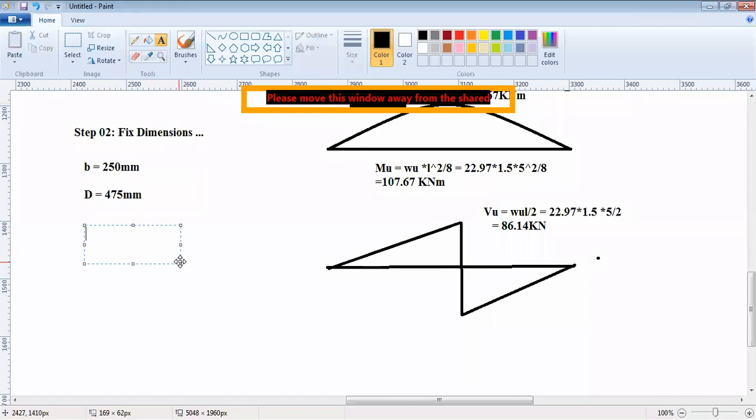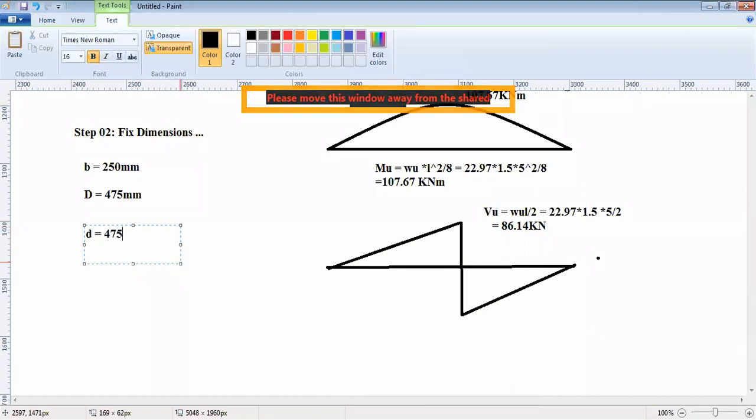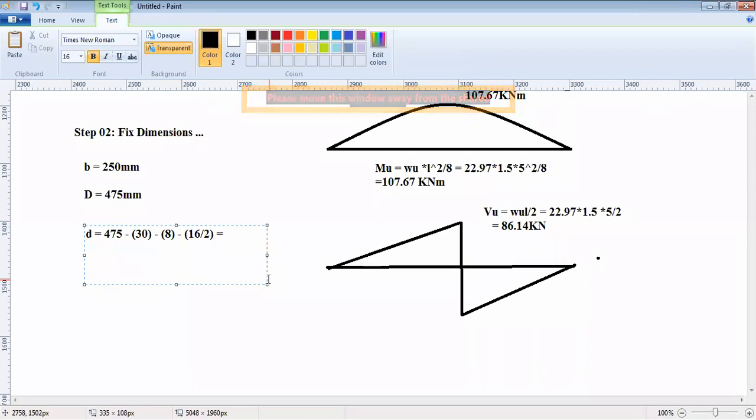Now, what will be the effective depth? That will be 475 minus the cover. For example, it's moderate condition, so 30 mm is the cover, minus the stirrup, for example 8 mm stirrup, minus the bar, for example 16 mm, divided by 2, a half. So this is the effective depth after you are decreasing the effective cover from the overall depth. This comes out to be 429 mm.